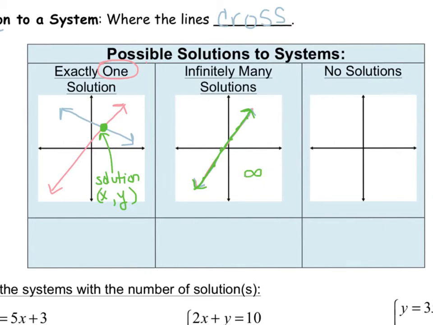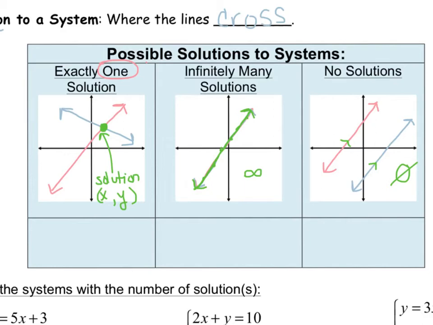The last type of solution we have is no solutions. Here's a pink line, here's a blue line, and guess what? These lines are parallel. So, are they ever going to cross each other? Never. So there's no solutions.